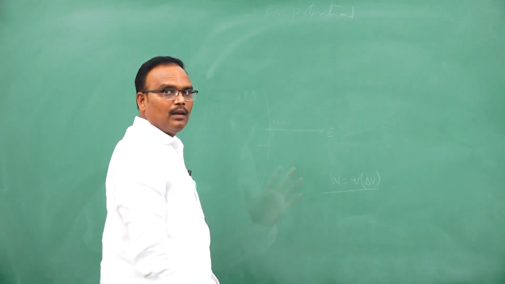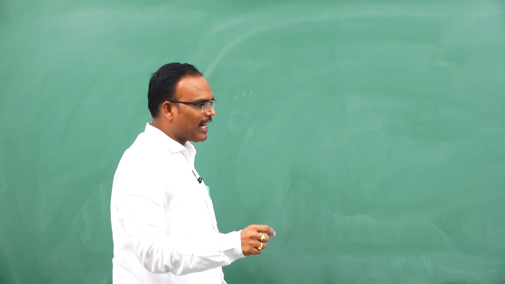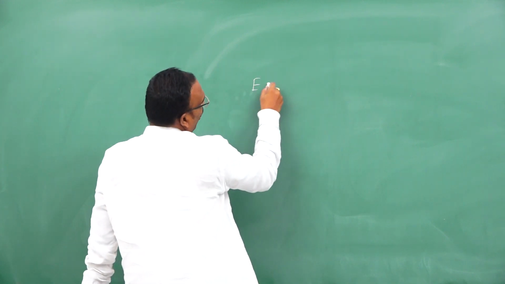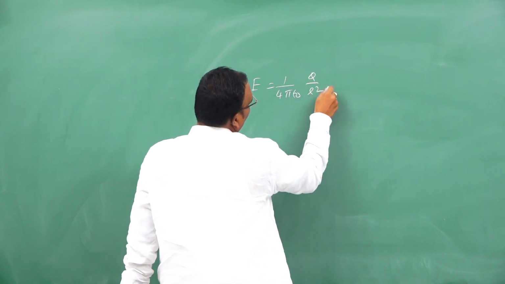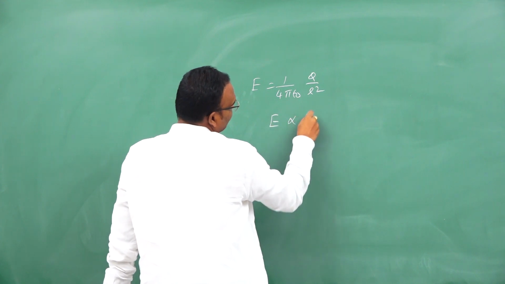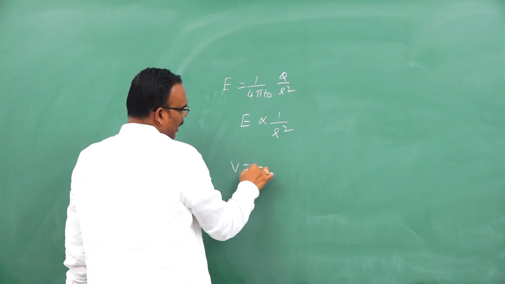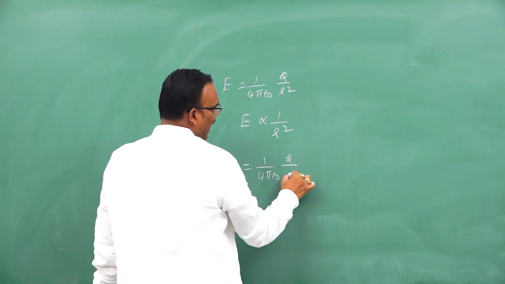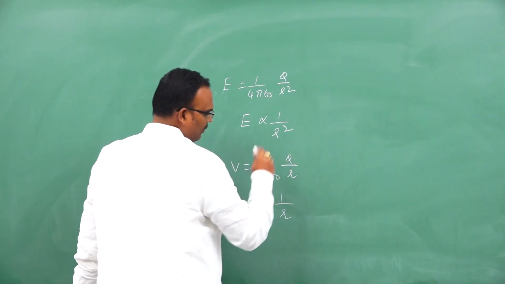non-conservative fields does work done depend on path. So now we will see the variation of electric field and electric potential with distance. See, electric field due to a point charge is 1 by 4 pi epsilon naught into q by r square. That means electric field is inversely proportional to the square of the distance. Similarly, potential due to a point charge is 1 by 4 pi epsilon naught into q by r. So potential is inversely proportional to r.